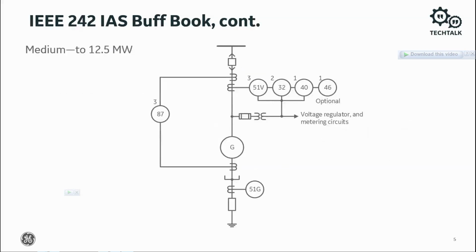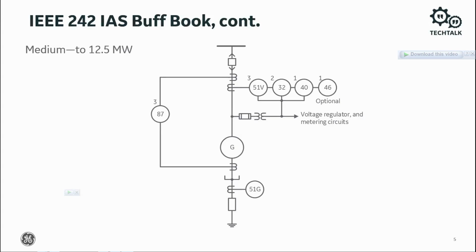For medium-sized generators, employ an 87 differential element for the generator primary phase protection as shown here. In addition, employ 3-phase 51V backup overcurrent relays, voltage controlled or voltage restrained. As before, use a 32 reverse power element for anti-motoring and a 40 impedance element, these are offset Mho circles at minus 90 degrees, for loss of field protection.